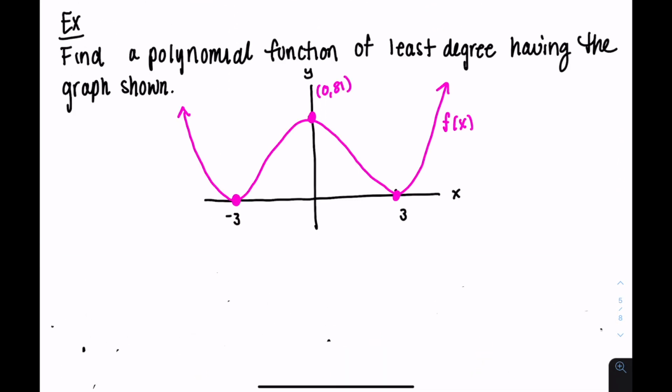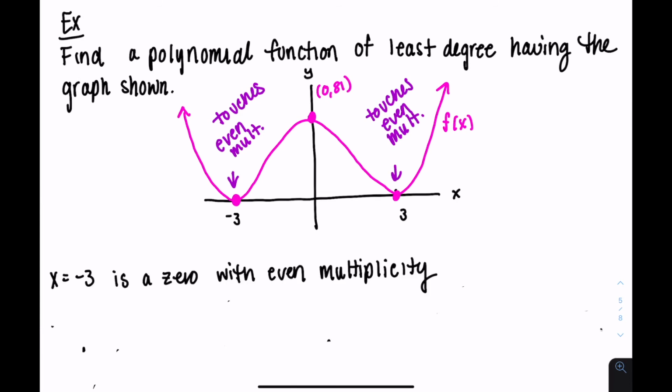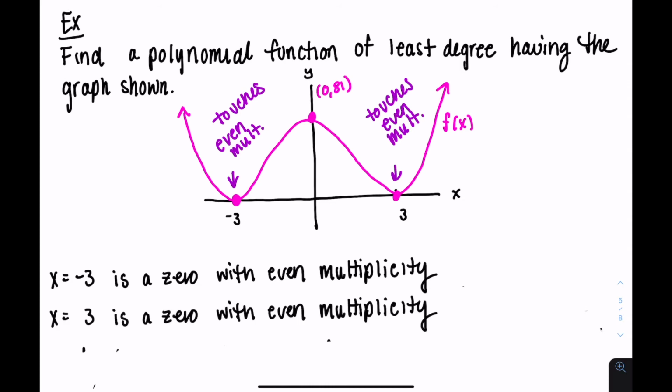So now let's try another example. Let's find a polynomial function of least degree that has the graph shown below. So if we take a look at each of these points, it only touches here. This tells you it has even multiplicity because it just touches. Same thing at x equals 3, it touches, so it must have even multiplicity. If it crossed, it would have to be odd. So x equals 3 is a 0 with even multiplicity, and the same thing with negative 3.